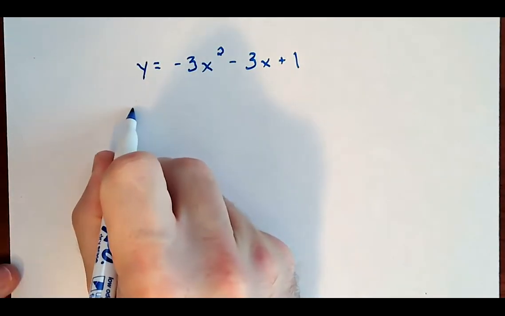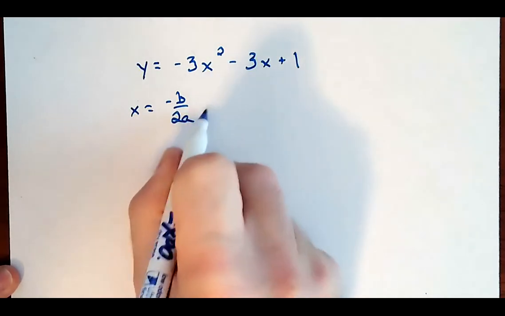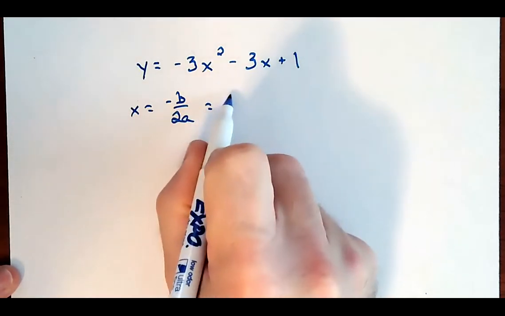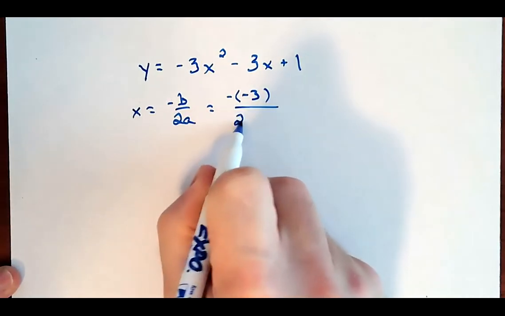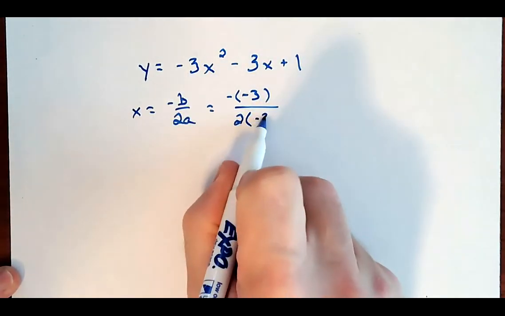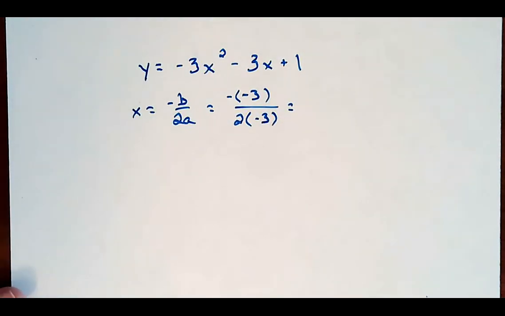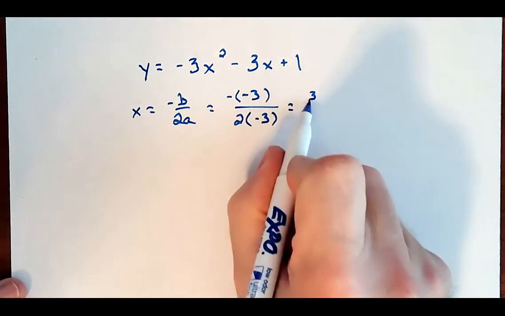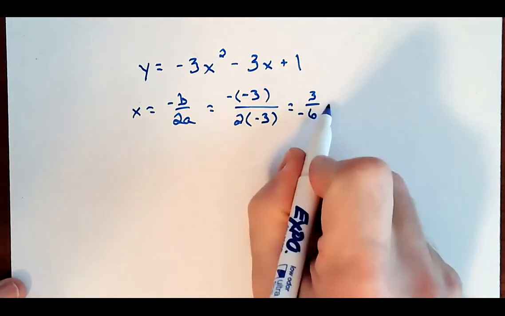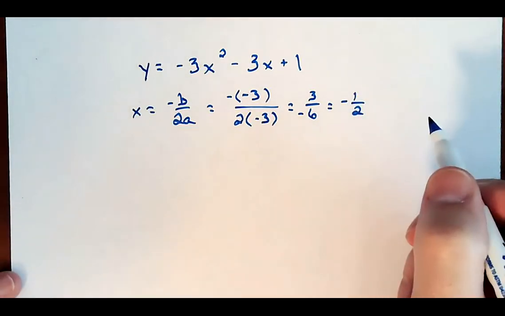To get the vertex, we're going to do x equals negative b divided by 2a. Our b value is -3, so it's a -3 divided by 2 times our a, which is another -3. That turns into +3 over a -6, which turns into a -1/2. So our x value is -1/2.